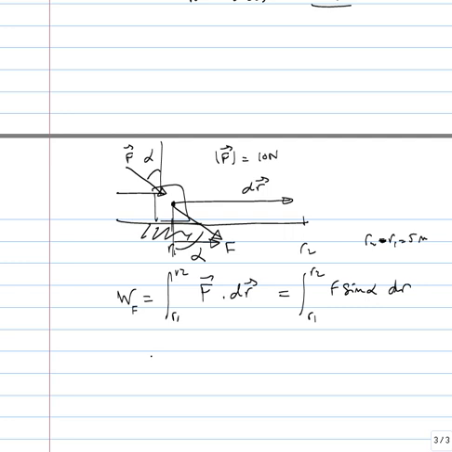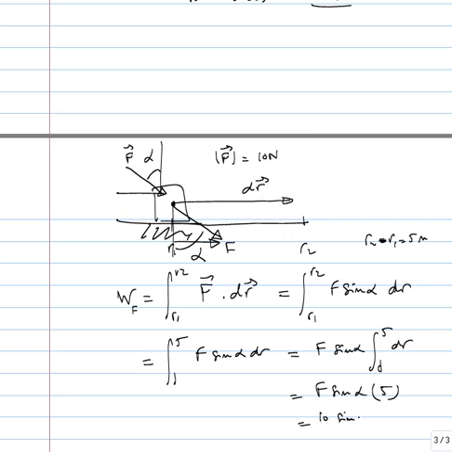If we're moving from 0 to 5 meters, F sine alpha dr. Again, F sine alpha is a constant, we can take it out, and therefore we just need to multiply F sine alpha by 5 minus 0, which is 5. If F is 10 and let's say alpha is 30, then the work done is 10 sine 30 times 5.